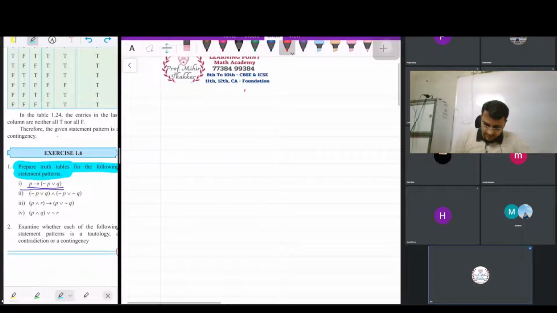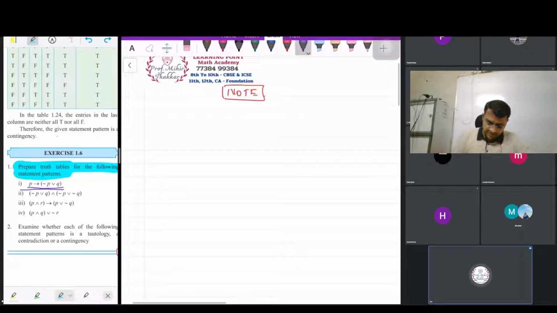Okay, so guys, in the next exercise, we have to make the entire truth table. There are some important points which we should know before starting with this exercise. So write them down as a note and then I will start with the first question. Note. Point number 1 you can write down.